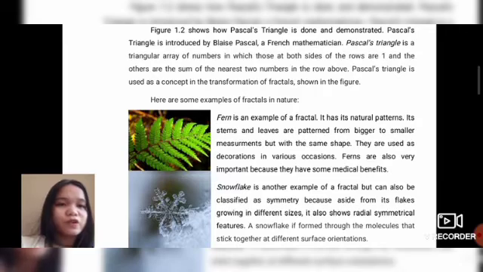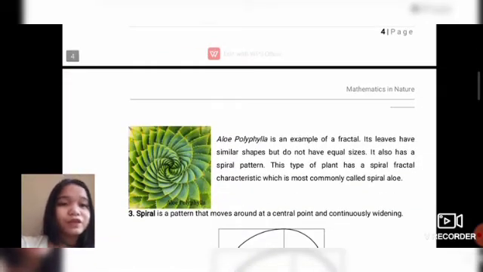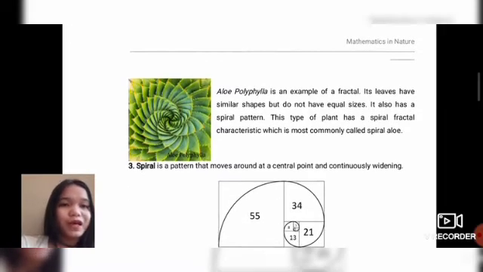Here are some examples of fractals. First is fern, second one is snowflakes. Snowflakes are classified also as symmetry because aside from their flakes growing in different sizes, they also show radial symmetrical features. The third one is aloe polyphylla. It is an example of fractal also. It has a spiral fractal characteristic which is most commonly called spiral aloe.